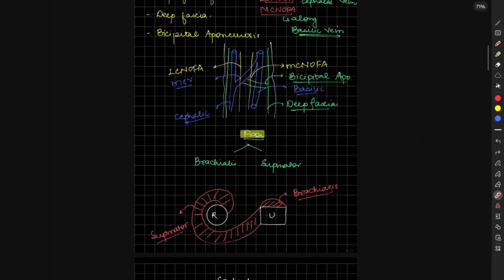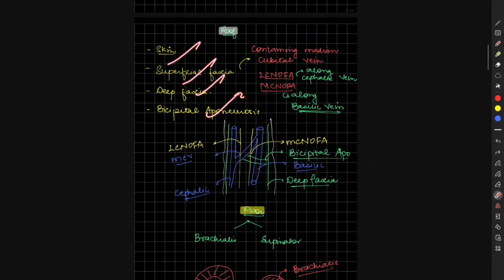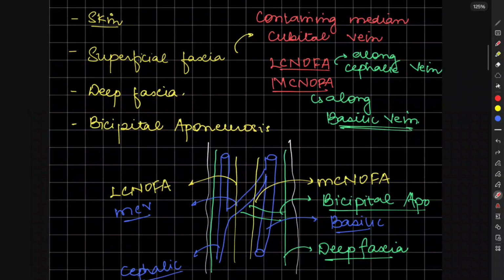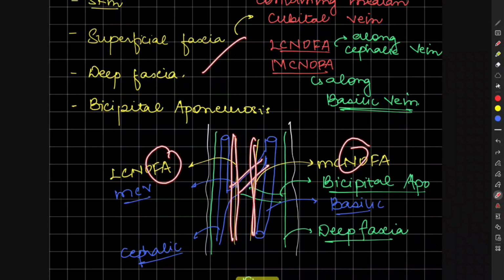So once again, repeating the roof, it is formed by the skin, superficial fascia, deep fascia, and the bicipital aponeurosis. Here you can see the superficial fascia has the median cubital vein, the lateral cutaneous nerve of forearm, and the medial cutaneous nerve of forearm.